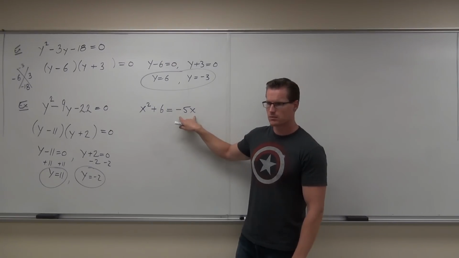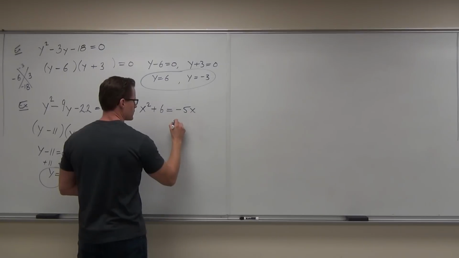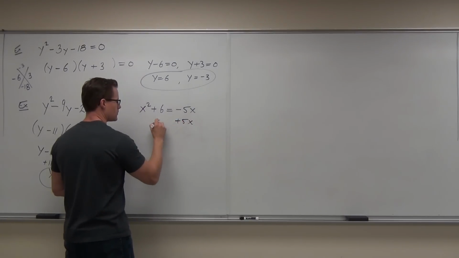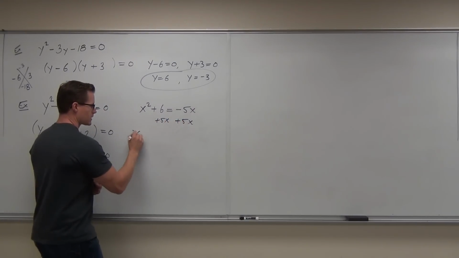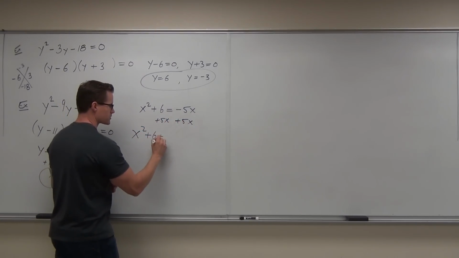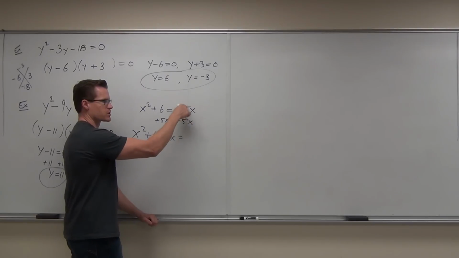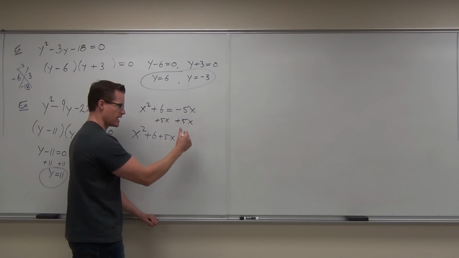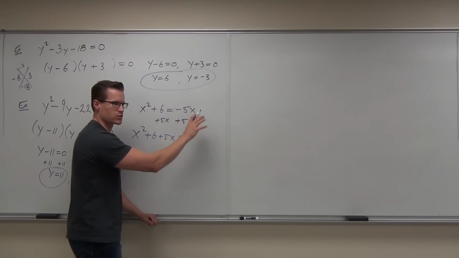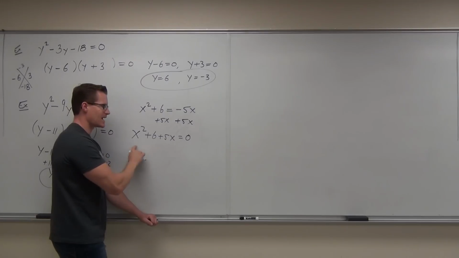Add the 5x to the other side. So that means x squared plus 6 plus 5x, right? No, it's not enough. Do you notice that this gives you 0? That's how you get rid of an entire term. You add it or subtract it. Why can't I have this?